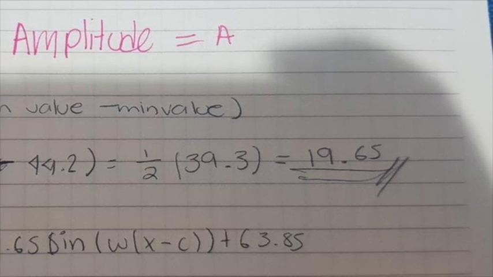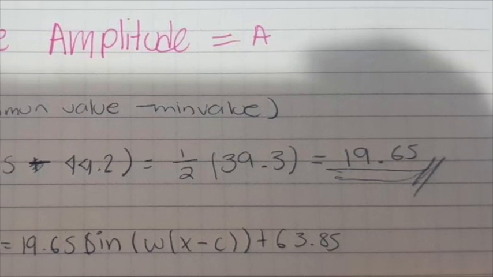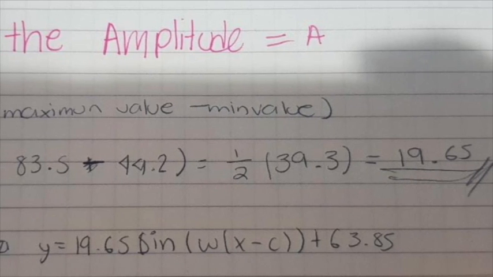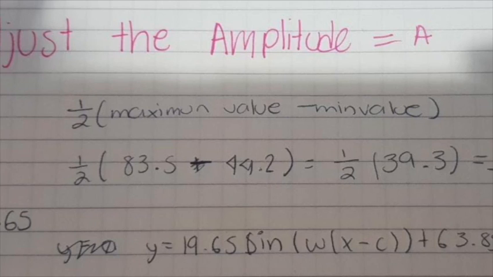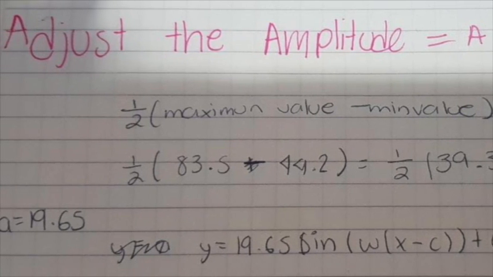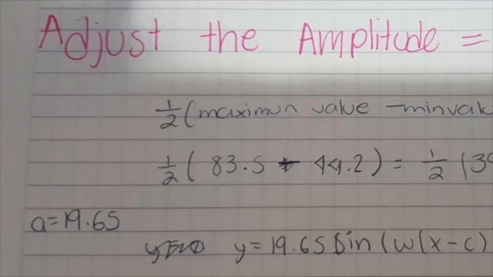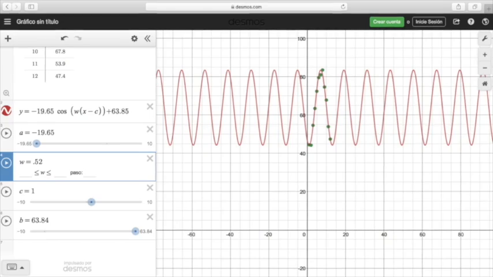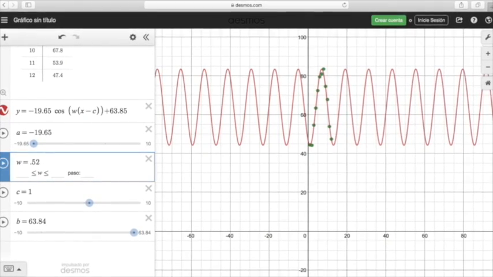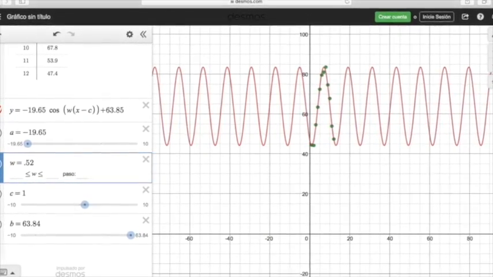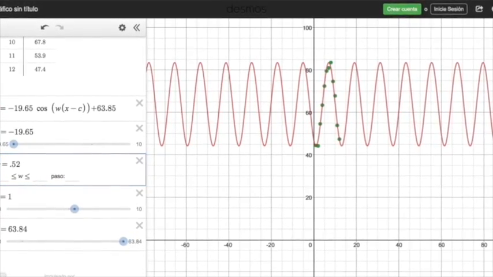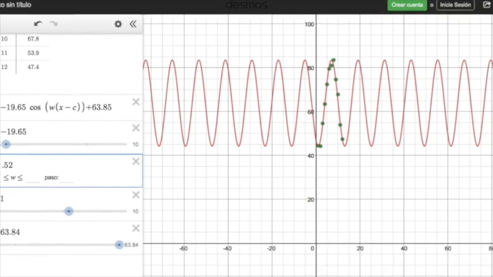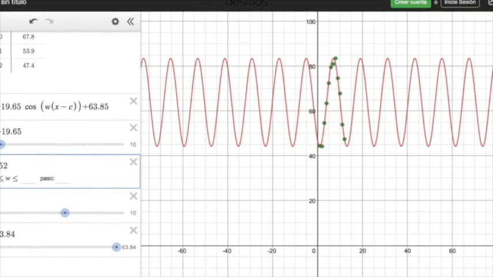Next we need to calculate the amplitude. In this process we need the maximum value and the minimum value of the y-axis, but in this case we need to subtract them from each other and then multiply by 1/2. So the result is going to give us 19.65. This number we need to put as minus 19.65 because remember that we have a cosine curve but in negative.